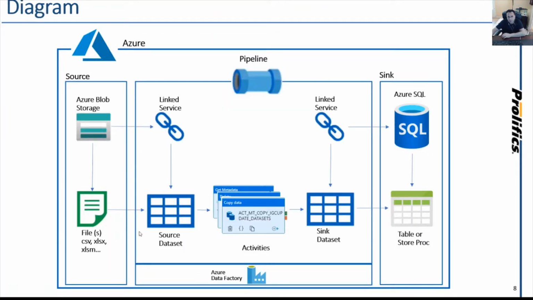Let's take a look at a high level at what we'll be doing for the next few minutes. We'll create a single pipeline. We'll create a linked service that points to Azure Blob Storage, and a linked service that points to Azure SQL. We'll create a source dataset and a destination dataset, then multiple activities. For this exercise, we'll assume that we're using existing Azure Blob Storage and Azure SQL.